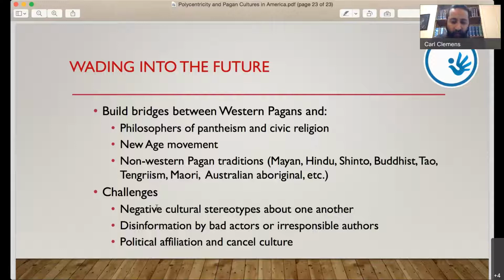One is negative cultural stereotypes about one another. Hindus may have negative stereotypes about pagans, and pagans, one will see, have a lot of negative stereotypes about Hinduism. These create barriers, and people are not able to reach across that gulf in understanding. There's also a lot of disinformation being put out by bad actors or irresponsible authors.